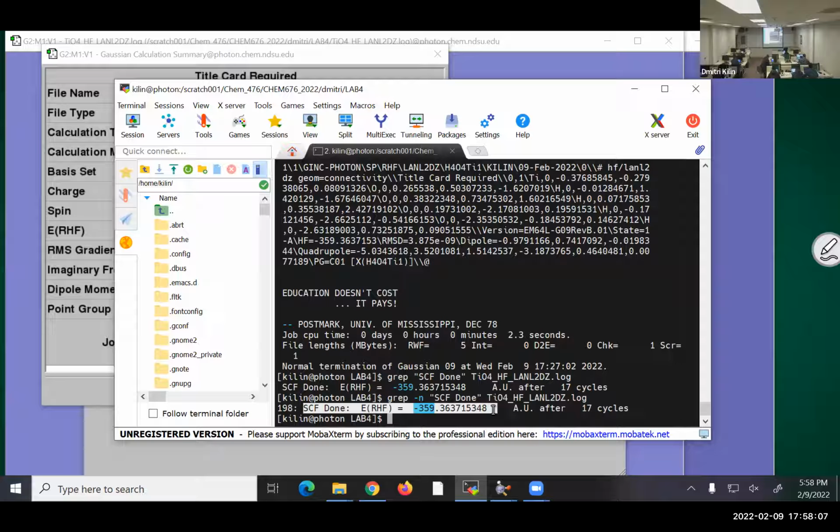One, two, three, four, five, six. Okay. If you go to the results, summary, -359. And if you go to command line. Perfect. Okay, yeah. Sorry. Yes.